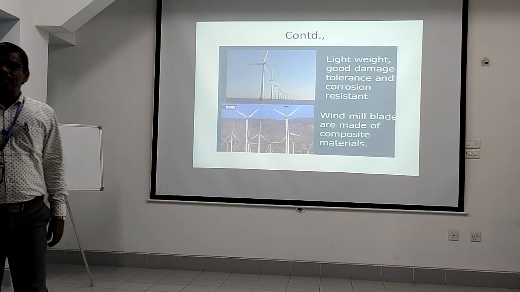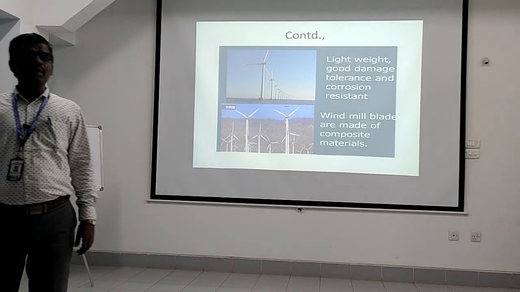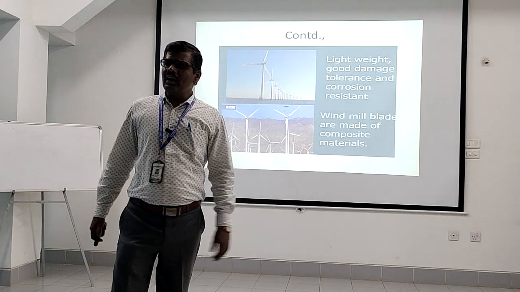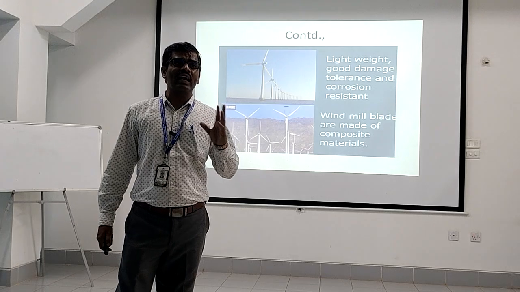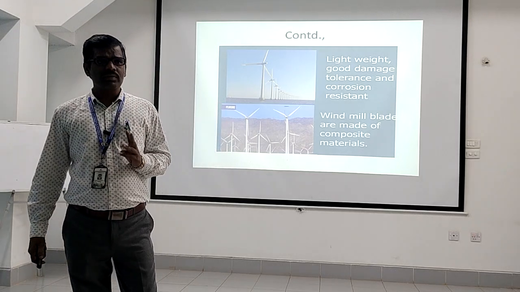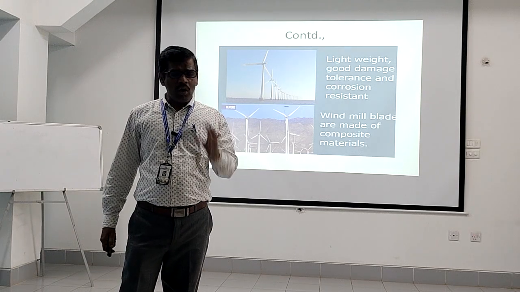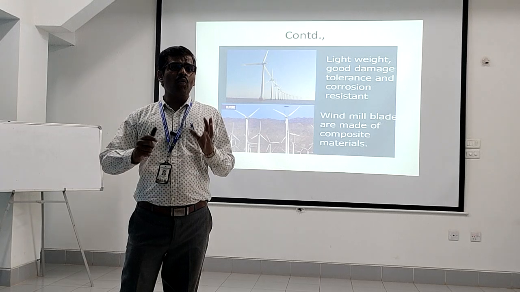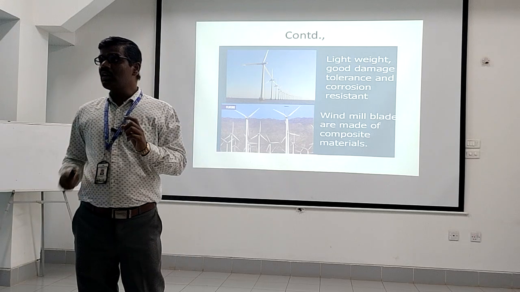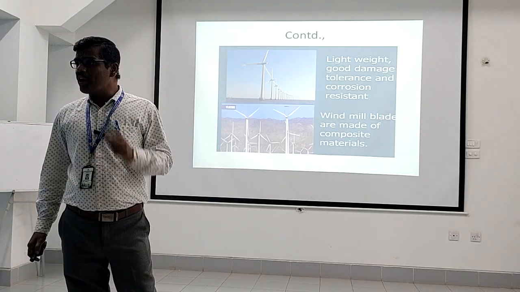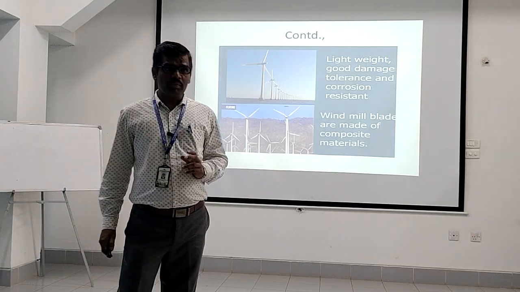I think most of the people are near Lakshmeshwar and Gadag. You might have seen windmills. While developing windmills, they consider three important criteria: weight, strength, and corrosion. The wind blades are light in weight. Why? Because at a normal speed, the blade can rotate. Because of that reason, light weight is preferred in the development of windmills.